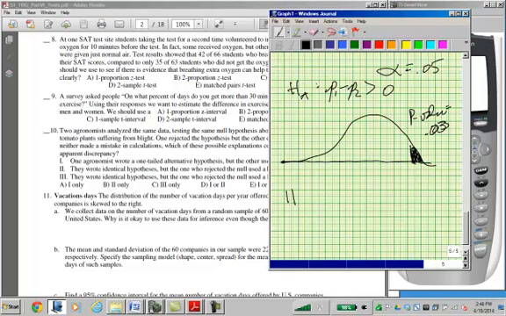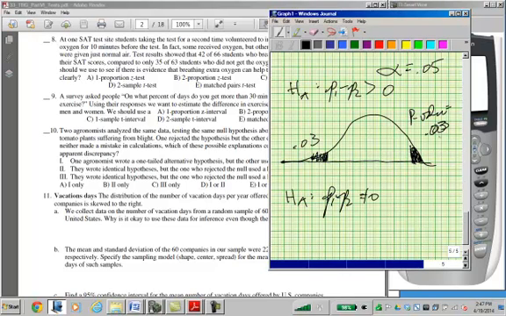But if H sub A is P sub 1 minus P sub 2 is not equal to 0, then you're testing the probability of either tail. So there's 0.03 left in both tails. It's a two-tailed test.